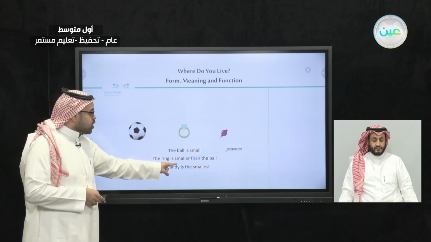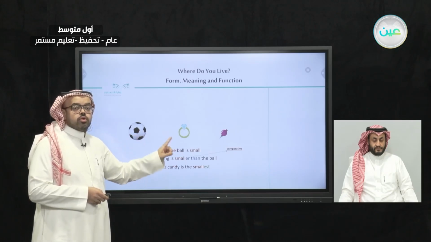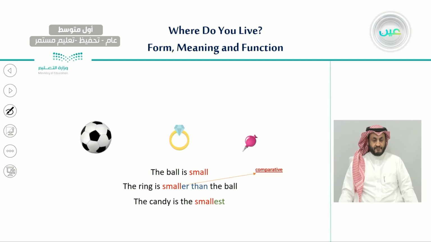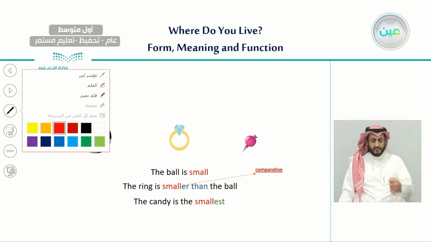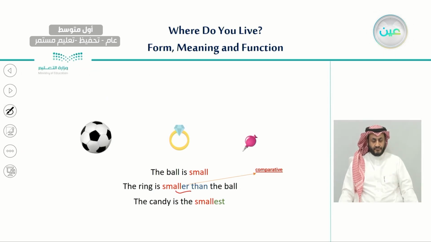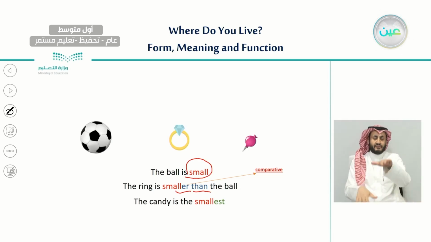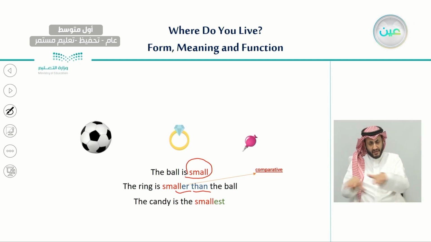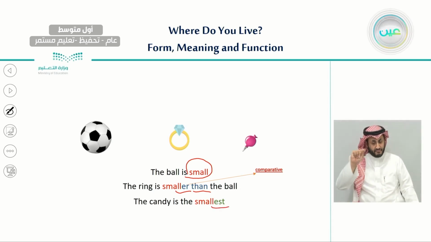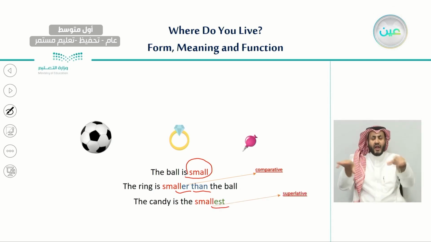So this form we call the comparative form, where we add on the adjective ER and the word than. So this is the regular adjective. If we want to compare two things, we add ER and than. And if we want to compare three things or more, we would use three letters, which are E, S, and T. And this one we call the superlative form.